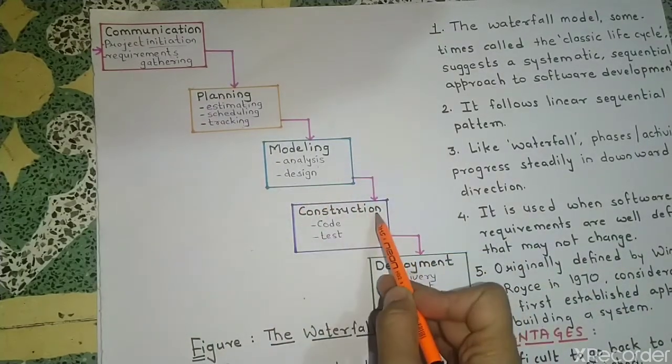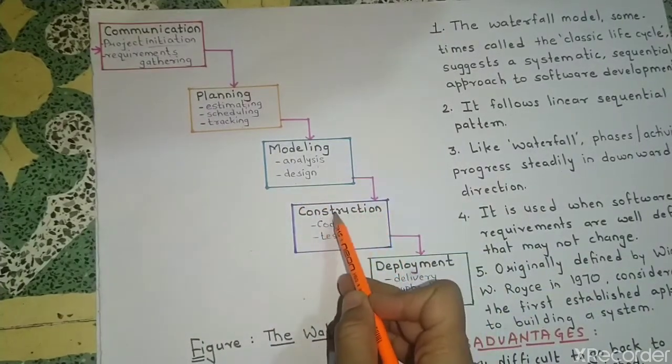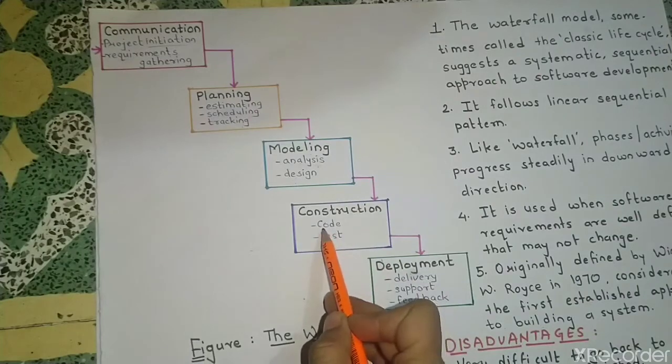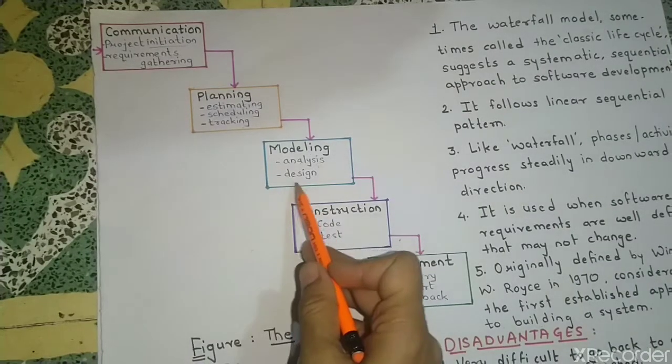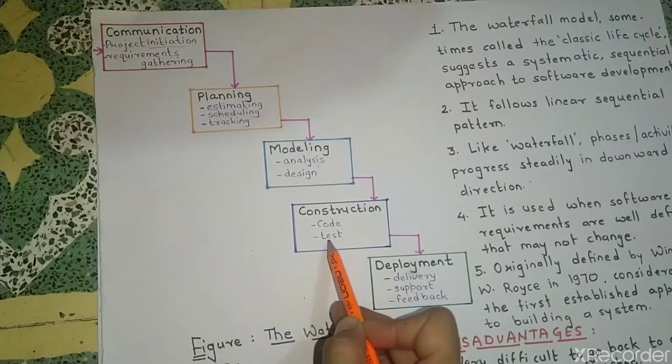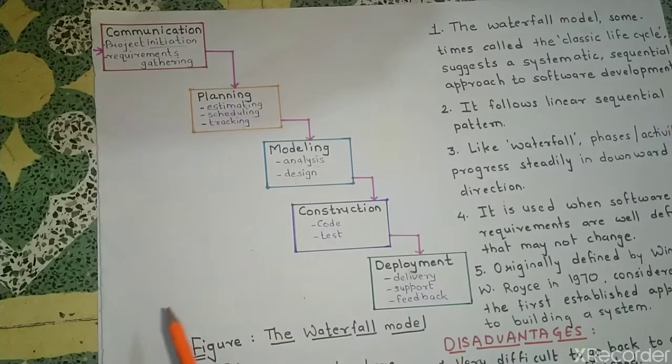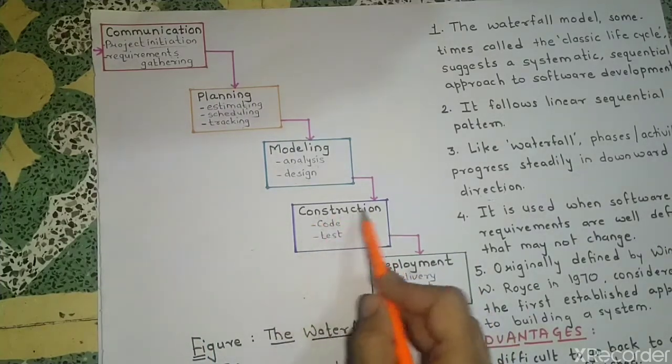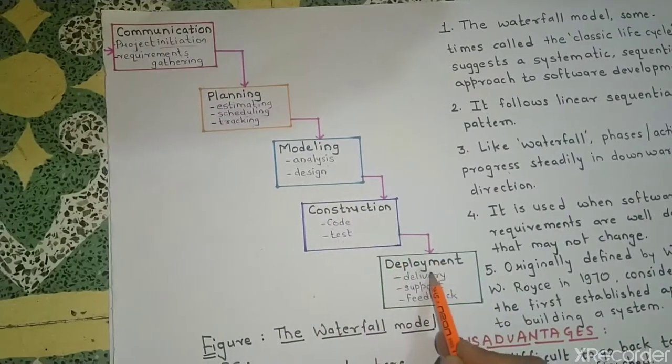After finishing this, we are going to start with the construction activity, where we are going to write the code for the equivalent design which we have created, and it is expected that once the code is written, we are going to test it to see whether it works properly or not. Now once we are done with coding and testing, we are going to shift to the deployment activity, where we are going to talk about delivery.